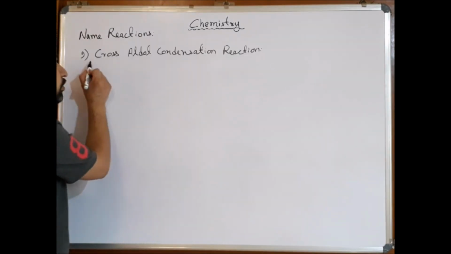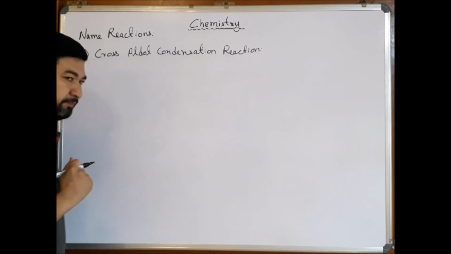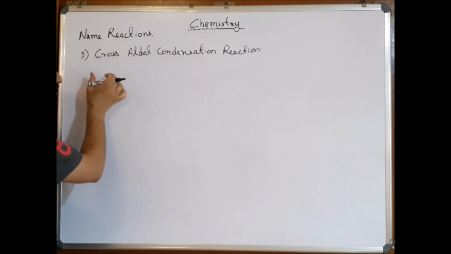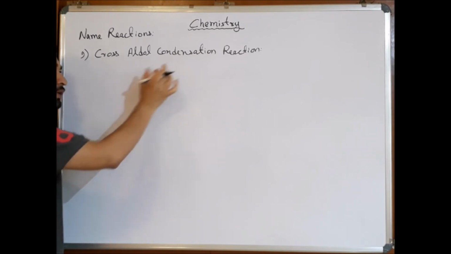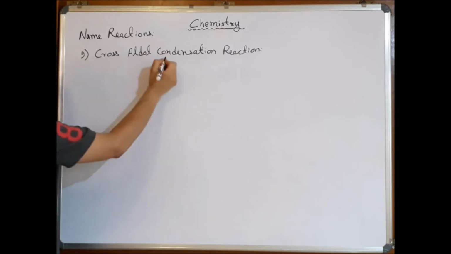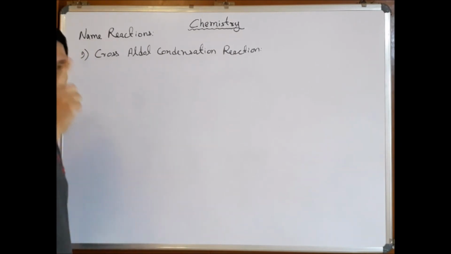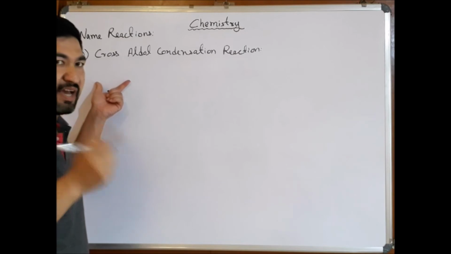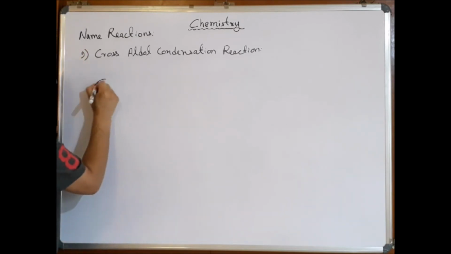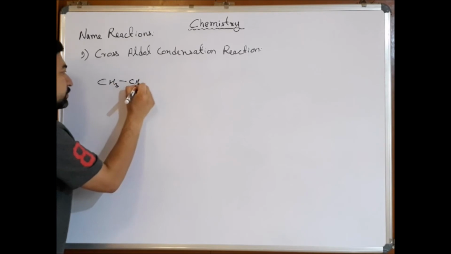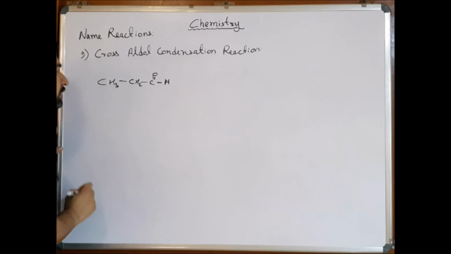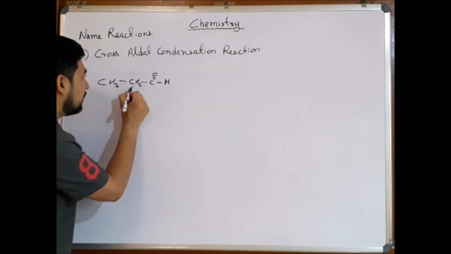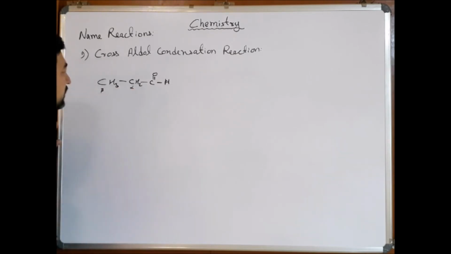The next is your cross aldol condensation reaction. Here we have two different aldehydes or ketones reacting together, condensing together to form the product. But remember, at least one of the aldehydes or ketones must have an alpha hydrogen. For example, if I draw CH3, CH2, C double bond O, plus H, this is your alpha carbon, so it has alpha hydrogen.